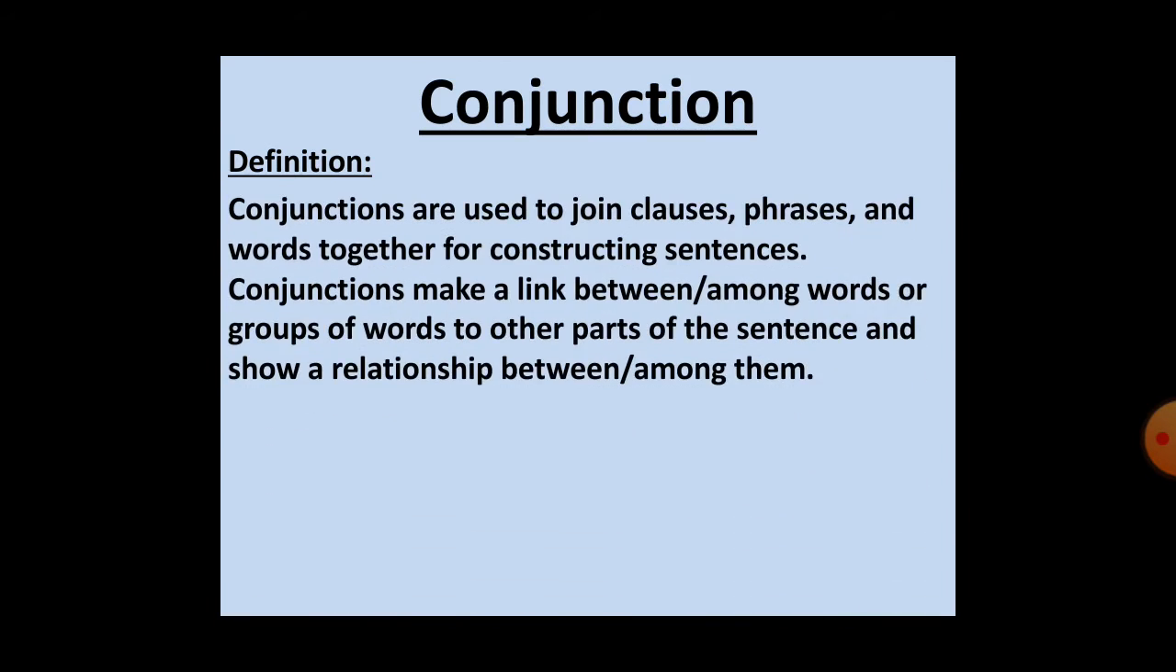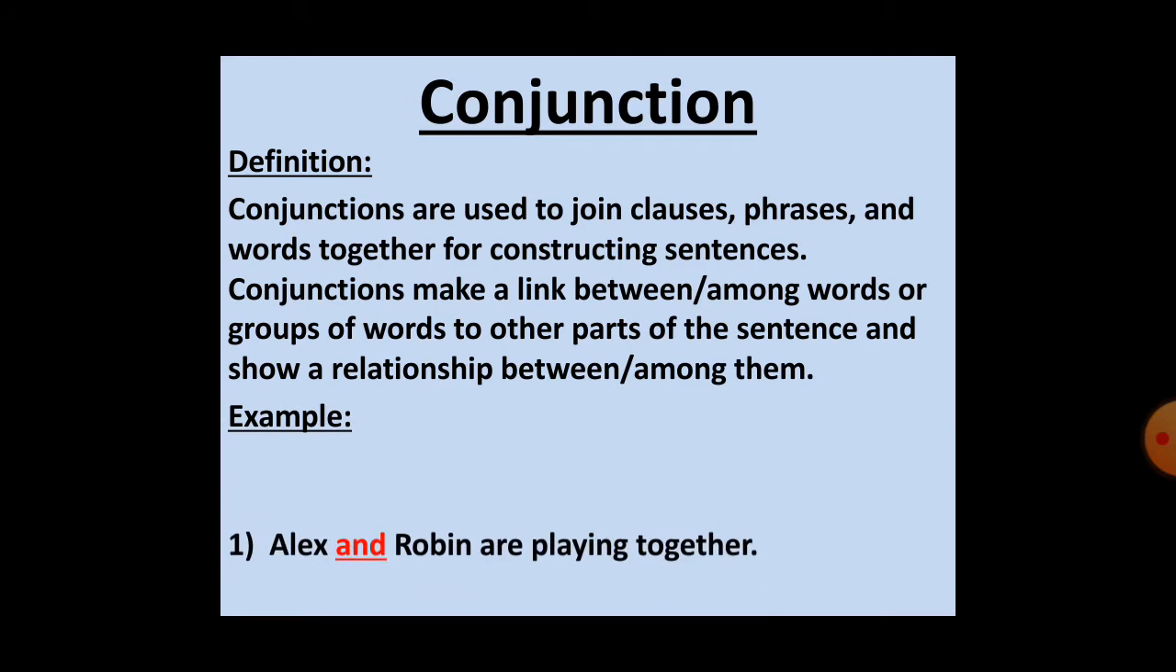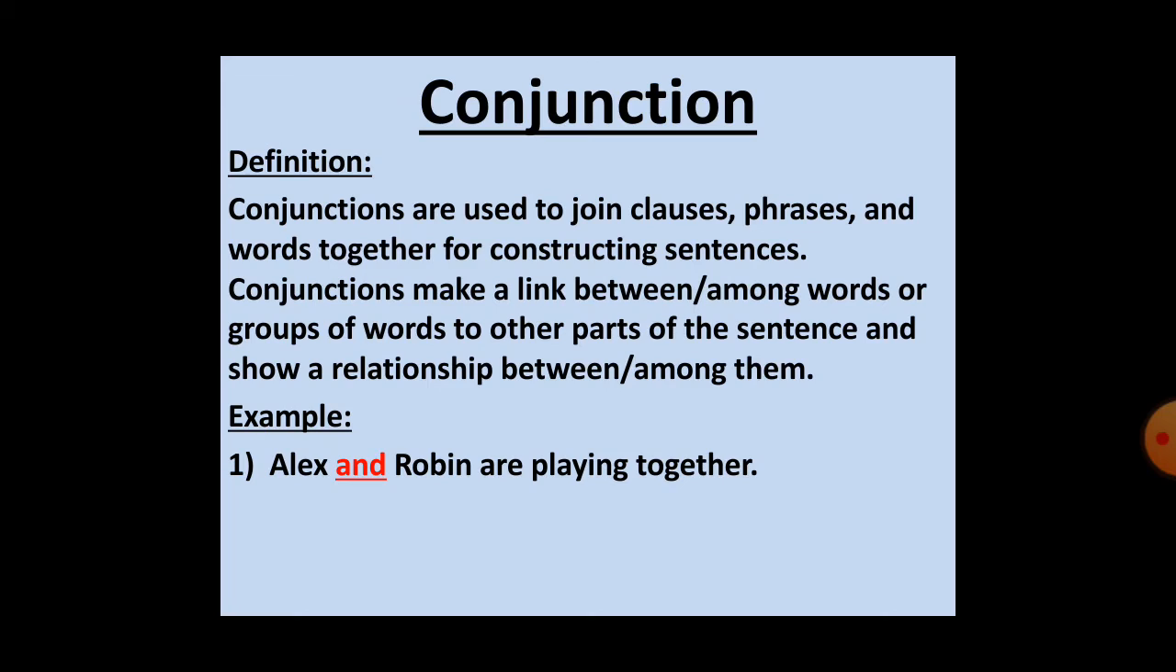So here comes the definition of conjunctions. It makes relationship between two different words of the same category. Okay, for example, Alex and Robin are playing together. So students, you can see and is a conjunction connector which joins two nouns. Alex and Robin are the similar category or entity word, that's why they are connected with the word and.